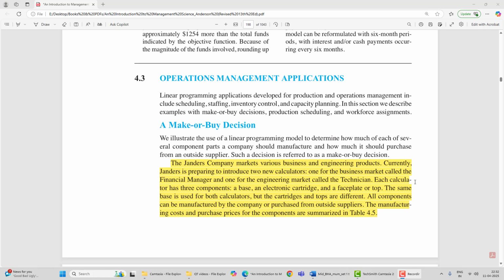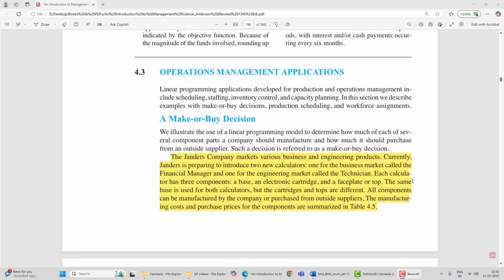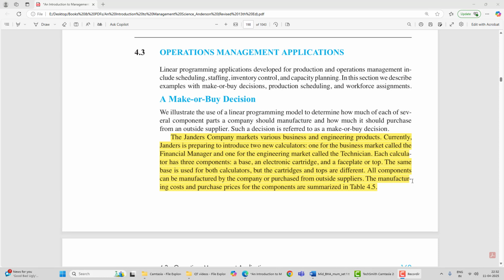Hello students, now we are going to look at the operations management applications of LPP, linear programming application. The first one is a make or buy decision. The case goes like this: the Genders company markets various business and engineering products.